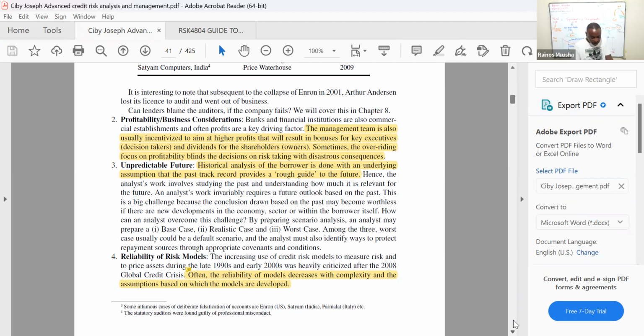Then the third one is unpredictable future. And here they say, the historical analysis of the borrower is done with an underlying assumption that the past track record provides a rough guide to the future. But what do we know? Generally, the past does not always predict the future. So we cannot always expect that whatever happened in the past is necessarily going to happen in the future. So one of the constraints of credit risk analysis is that the use of past data does not necessarily predict what is going to happen in the future.